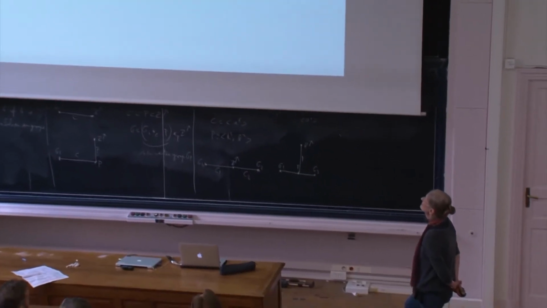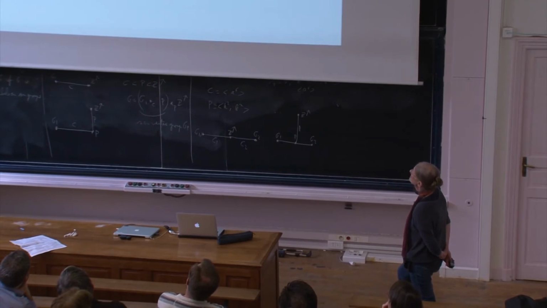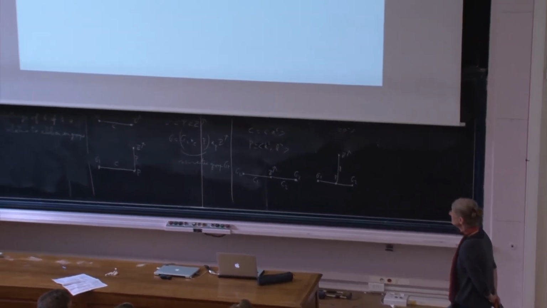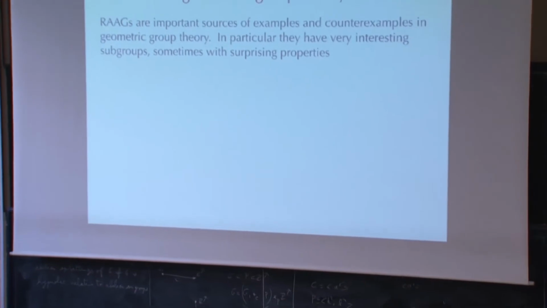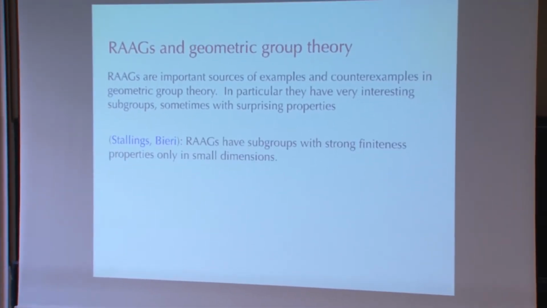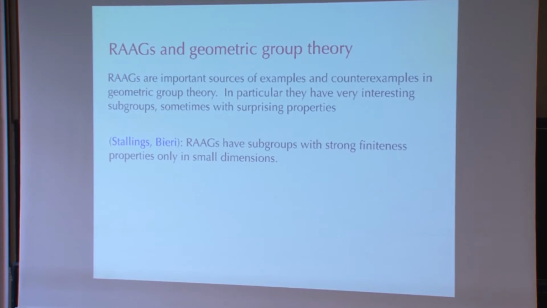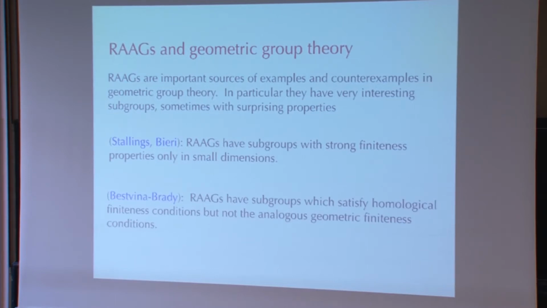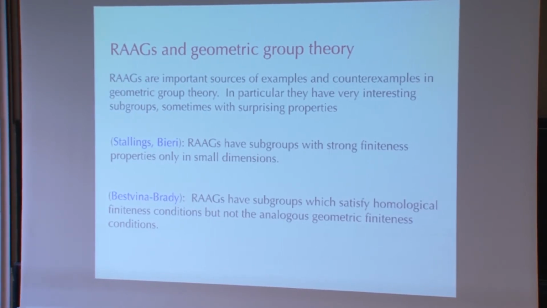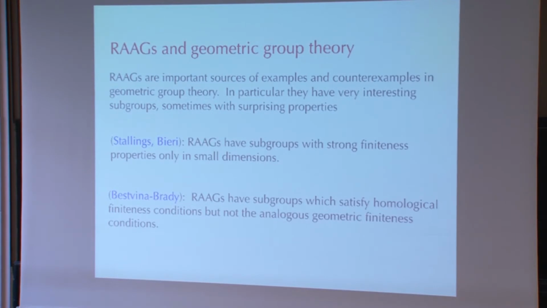So these groups are really easy to describe, and they look extremely simple, but it turns out that they're really interesting. They have very interesting subgroups in particular. A long time ago, Stallings and Bieri used them to find subgroups with very strong finiteness properties in small dimensions, and bad finiteness properties in large dimensions. Bestvina and Brady showed that they've got subgroups which satisfy homological finiteness conditions, but not the analogous geometric finiteness conditions, which you might have thought were the same thing.